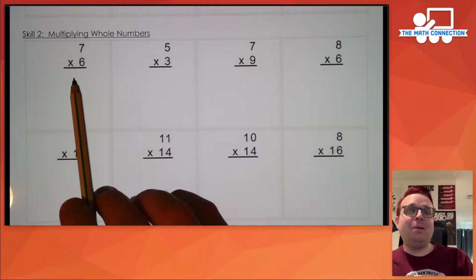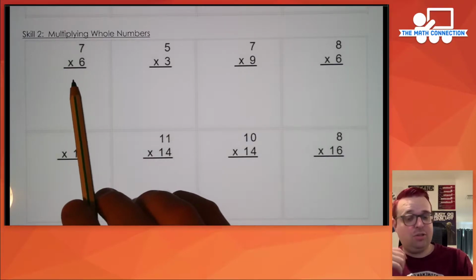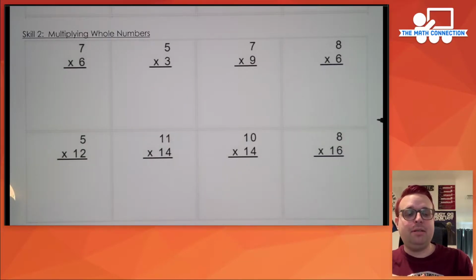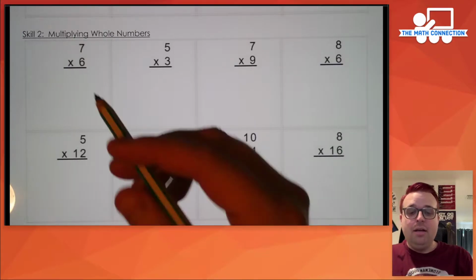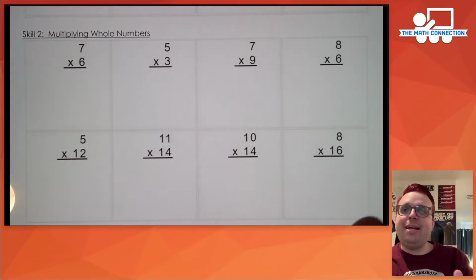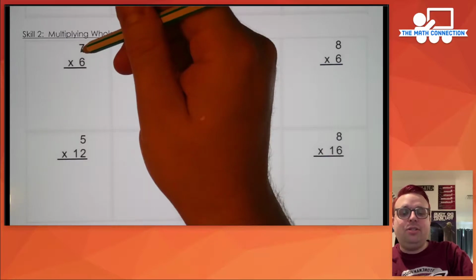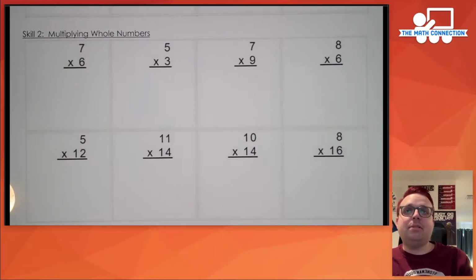Now that's a really simplistic way of looking at it. What you really have to do is try and line the stuff up into place value and then follow a similar operation to what we were doing with adding and subtracting. So 7 times 6, no tens values, no hundreds, this is all ones. So basically you just need to do 7 and do it 6 times.